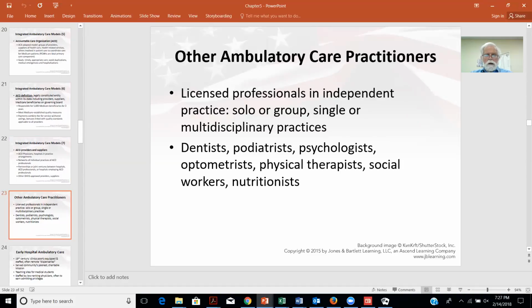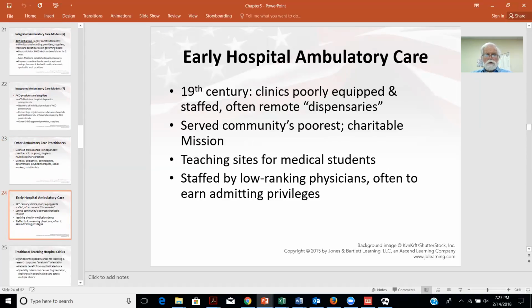Ambulatory care also includes a wide range of professional people who are not generally part of the regular medical team: dentists, podiatrists, PTs, nutritionists, etc.